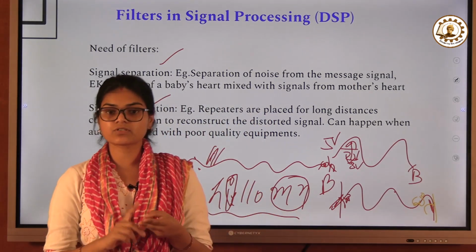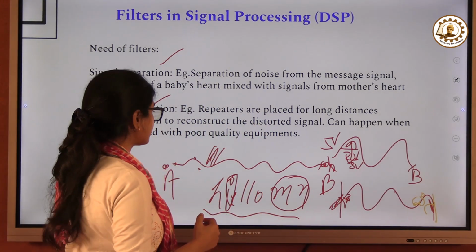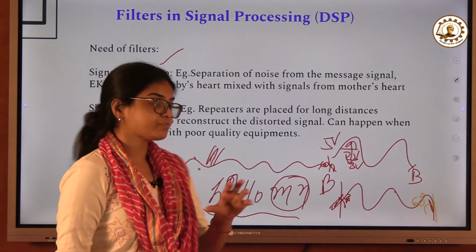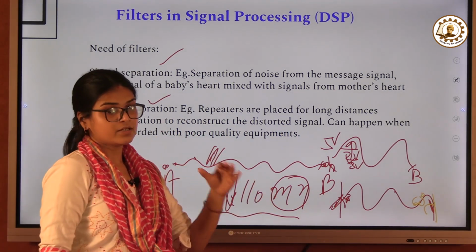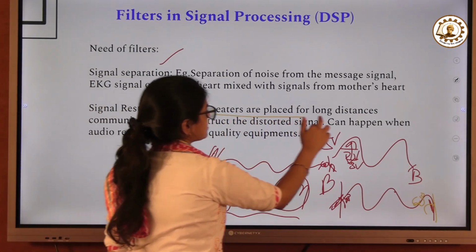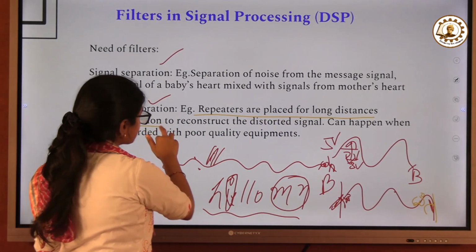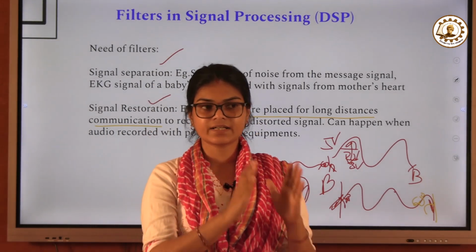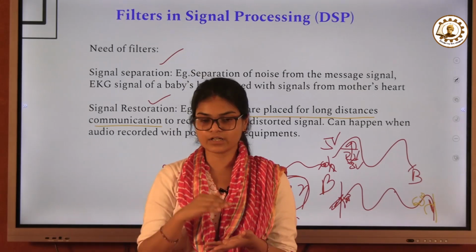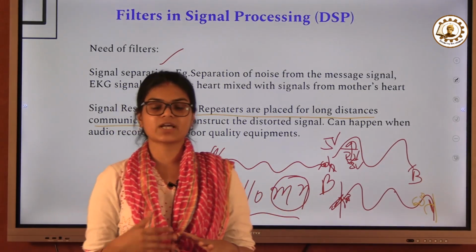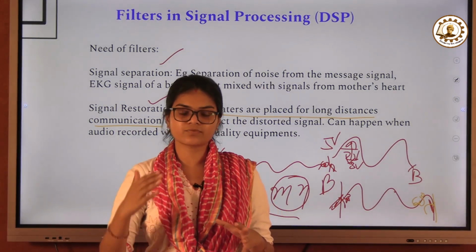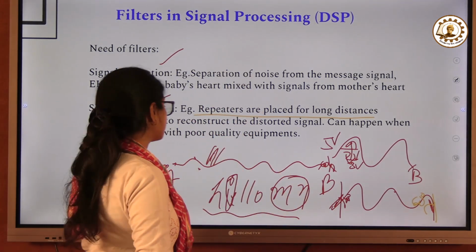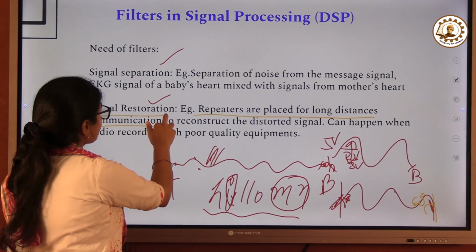So there are two types of distortion that can happen when a message is being transferred from one point to the other. That is the amplitude distortion and the phase distortion. So you need to restore this signal. That's why repeaters are placed for long distance communications to reconstruct the distorted signal. We place repeaters at every certain interval, so that the signal which has diminished or been distorted can be transmitted as the original signal. So this is one of the reasons we use filters.